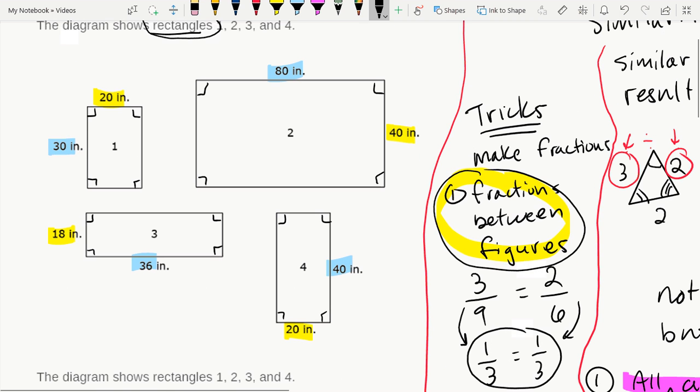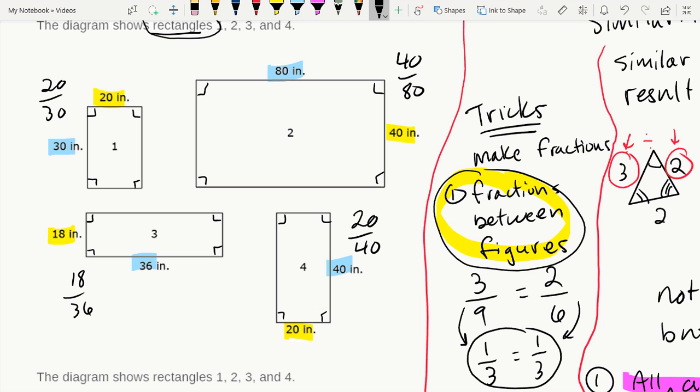Watch this now. I'm going to do yellow over blue for all of them: 20 over 30, 18 over 36, 40 over 80, and 20 over 40. Now, let's see, 20 over 30 is going to be 0.66. 18 over 36 is 0.5. You can just do this on your calculator, guys. 40 over 80 is 0.5, and 20 over 40 is 0.5.